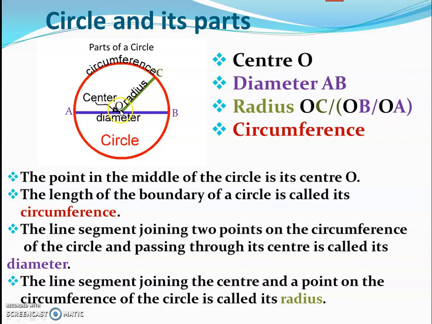Then double the radius is our diameter. So when our radius from O to B is 4 centimeter now, then our diameter will be 4 plus 4, 8 centimeter. Always double the radius. So from here to here, one radius. From here to here, one radius, means from this O to A, the other radius. So 2 radius makes 1 diameter. Okay, let us check that first.